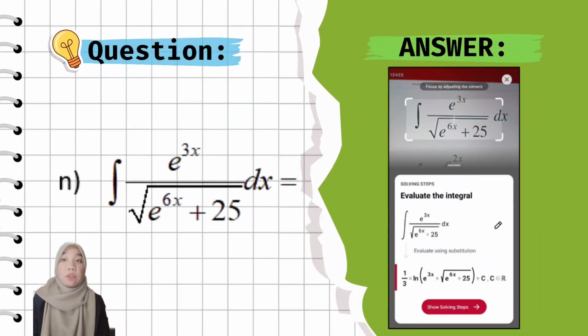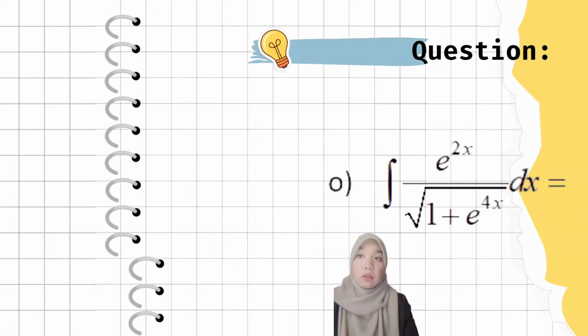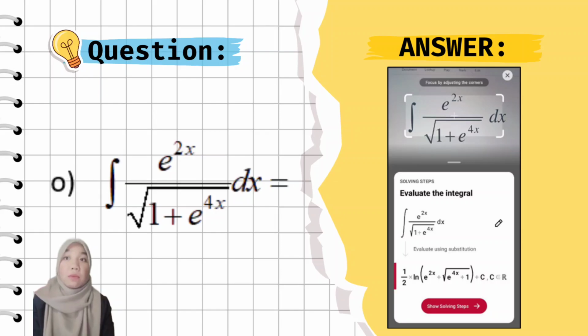For question 14, we use Photomath to solve it, and we just need to scan the problem. The question was about the integral of e to the power of 3x over square root of e to the power of 6x plus 25, and the answer is 1 over 3 multiplied by ln of e to the power 3x plus square root of e to the power 6x plus 25 plus c.